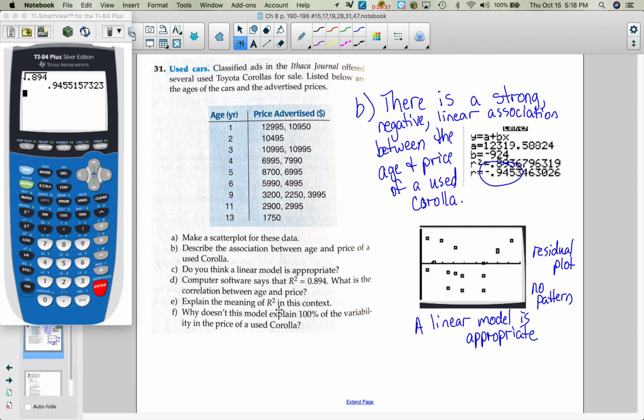And then explain the meaning of R squared in this context. I'm going to say it, I'm not going to write it. R squared is 0.894. So we could say about 89.4% of the variation in the price advertised can be explained by the changes in the year of the car. So then why doesn't the model explain 100% of the variability in the price of a used Corolla, since they're all Corollas? Well, there's also other things, like it's not just the age, it's the condition of the car, and there's the mileage on the car. So there are other things that would play a part in that as well.